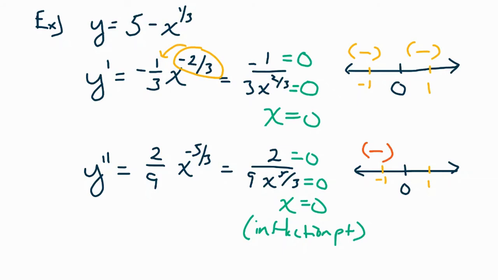What's happening here is that when I plug in -1, I get a negative second derivative. Now, when I plug in +1 into my second derivative, that's a little easier to do because 1 to any power is still 1. Since I have a 2/9, that's going to come out to be positive. Now remember, this red negative sign and this blue positive sign describe the concavity of this function, which means I now have the ability to conclude that x equals 0 is an inflection point. That's because the concavity changes.